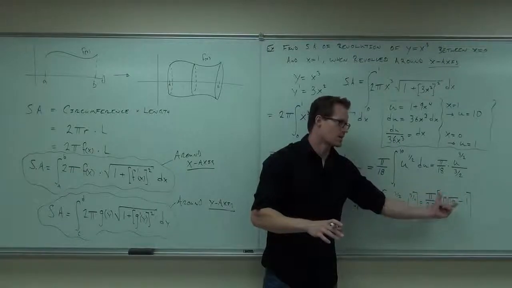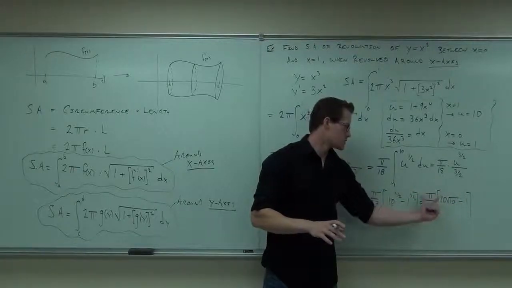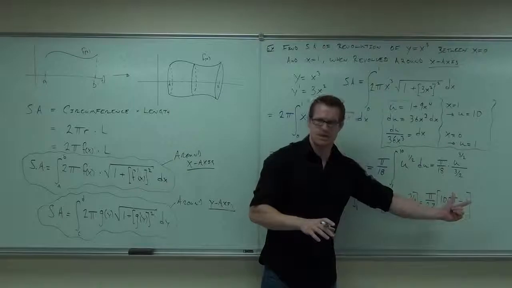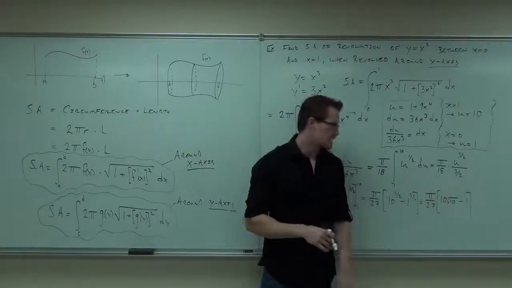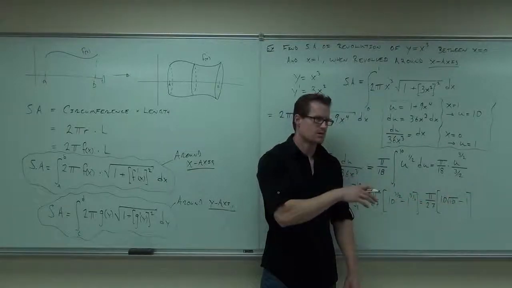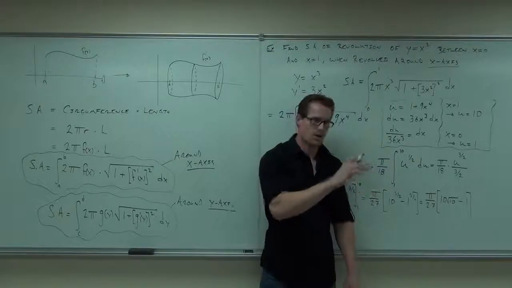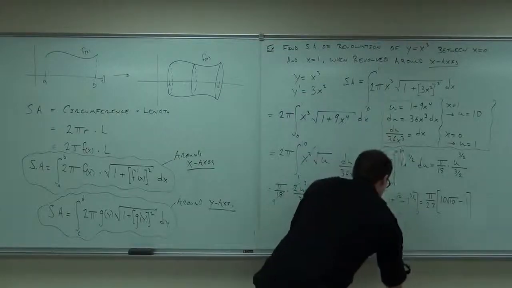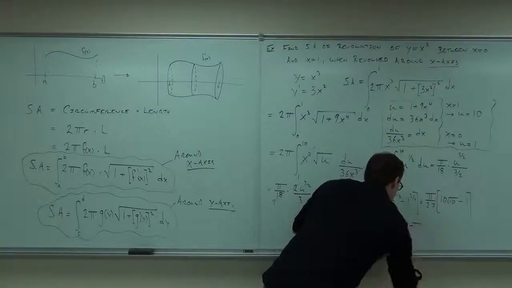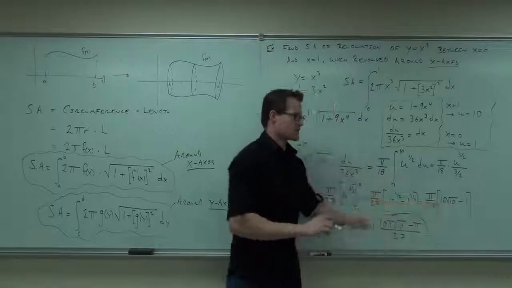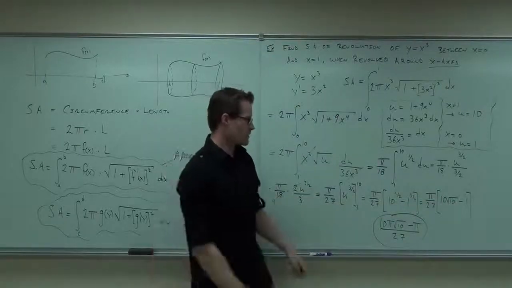You can't take anything away from that. What you could do is just distribute in that pi over 27, and that's about as good as you could get. You get 10 pi root 10 minus pi all over 27. So the other way would be, for some reason this looks prettier than that to me. So either way.